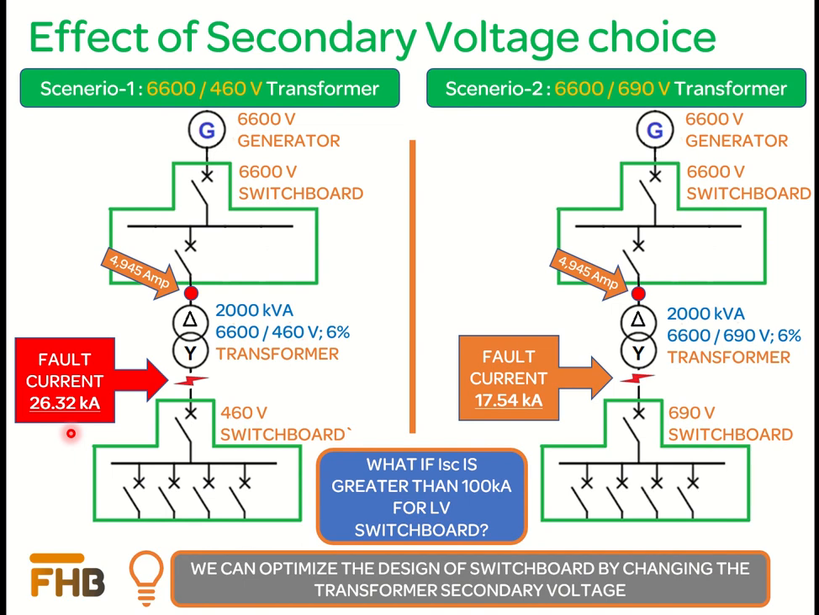In the first scenario, it is around 26 kiloamperes, and in the second scenario, it is significantly reduced to around 17.5 kiloamperes. This calculation is very important from the point of view of system design, especially when the short circuit current comes out to be 100 kiloamperes, as switchboard and associated electrical components which can bear short circuit current more than 100 kA are not easily available and are expensive. By choosing the transformer secondary voltage correctly, we can reduce the short circuit current, and this will help in optimizing the switchboard design.